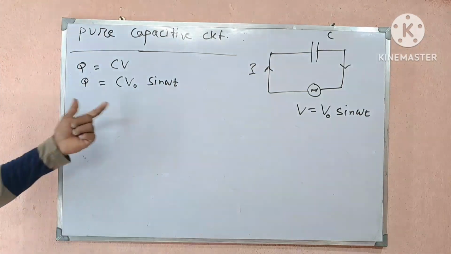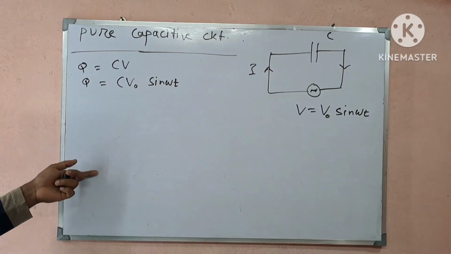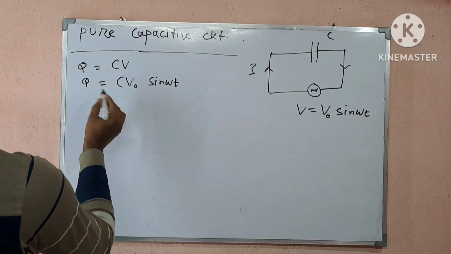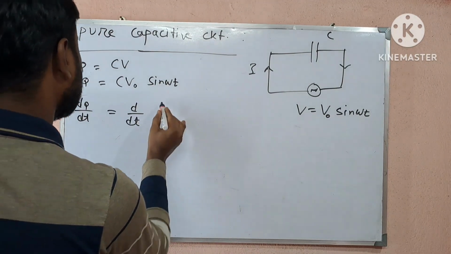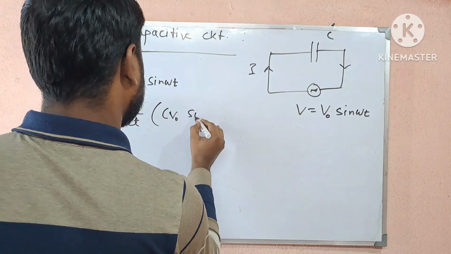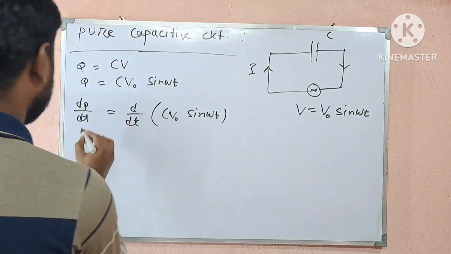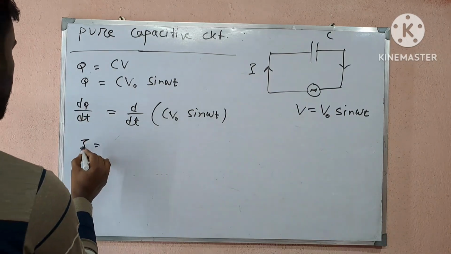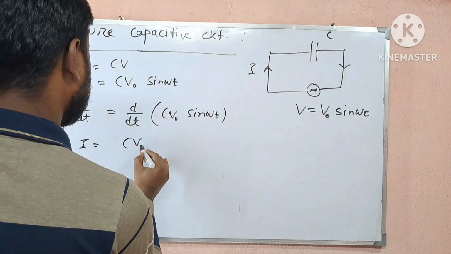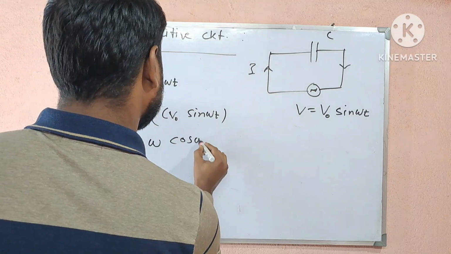At that instant t, if we want to calculate the value of current in the circuit, then we have to differentiate it with respect to time. So that will be d of CV naught sin omega t. Now dq by dt is basically the rate of flow of charge. This is known as current I. So we can write C V naught omega into cos omega t.